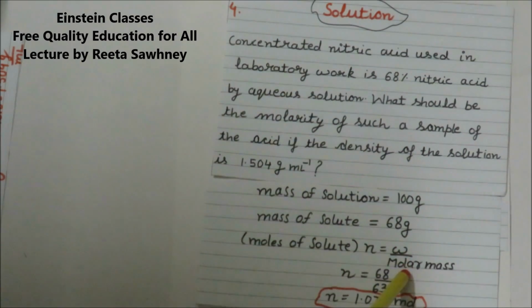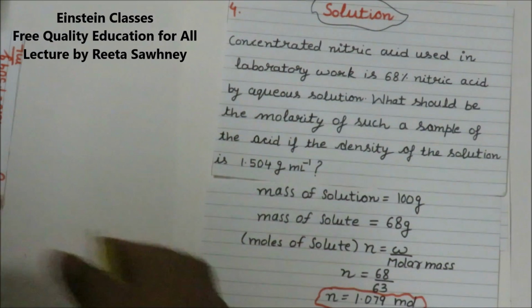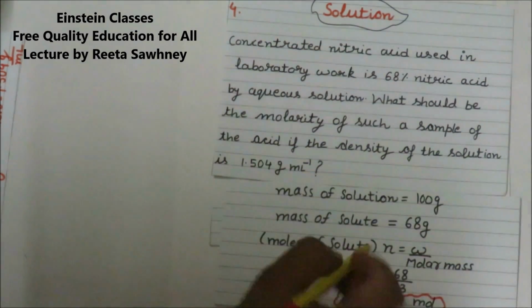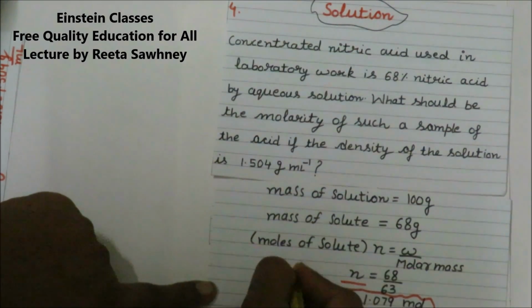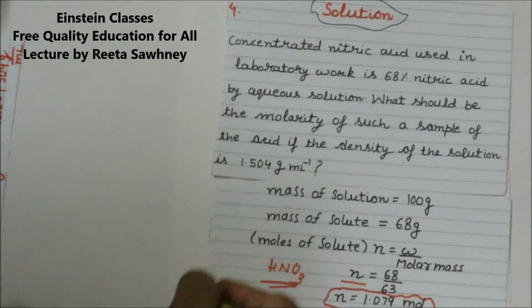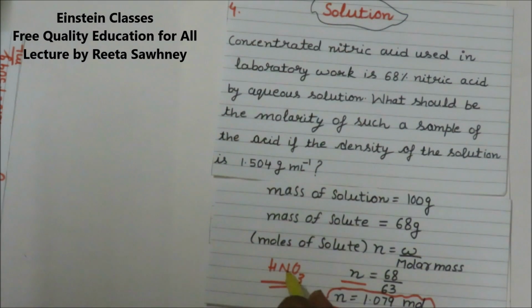Moles is given mass by the molar mass. The formula for nitric acid is HNO3, so we can find out the molar mass of it. H is 1, N is 14, O is 16. So moles of solute comes out to be 68 by 63, which is 1.079 moles. So we have calculated the moles.